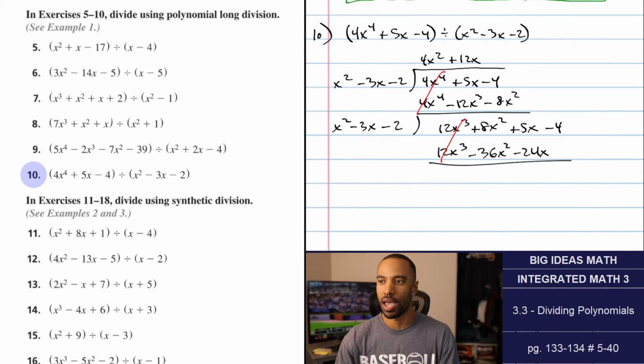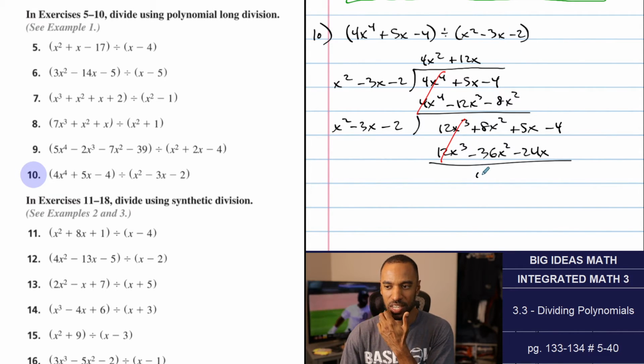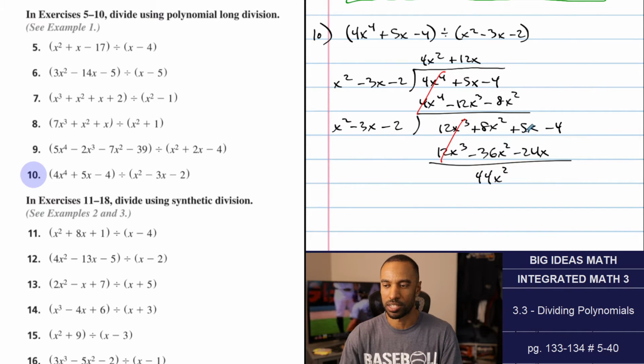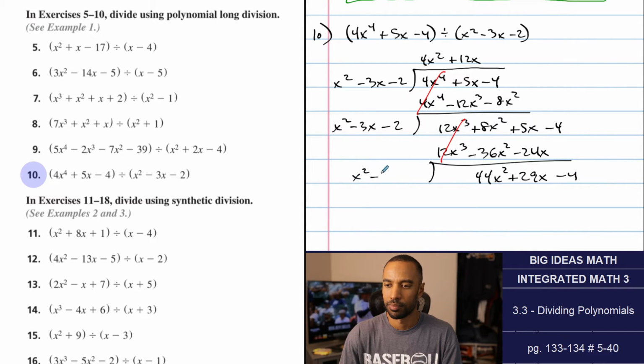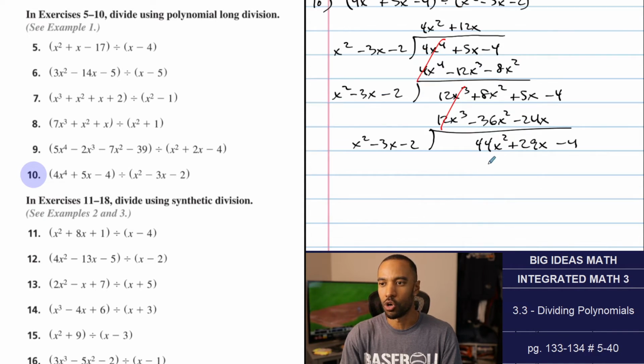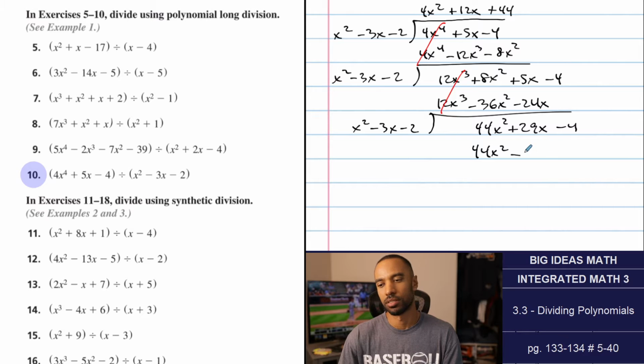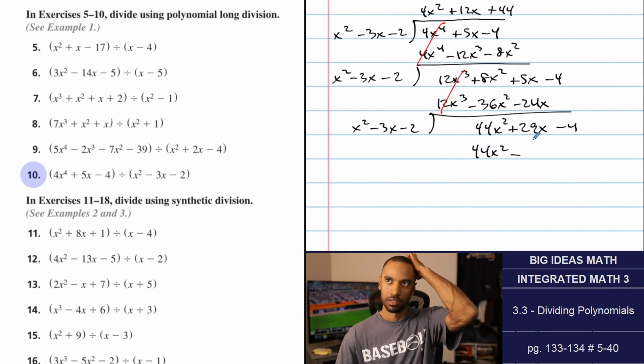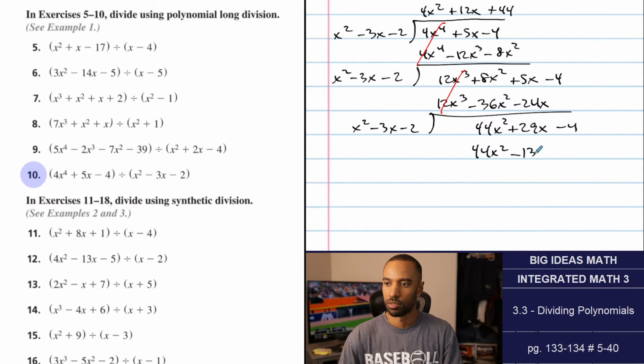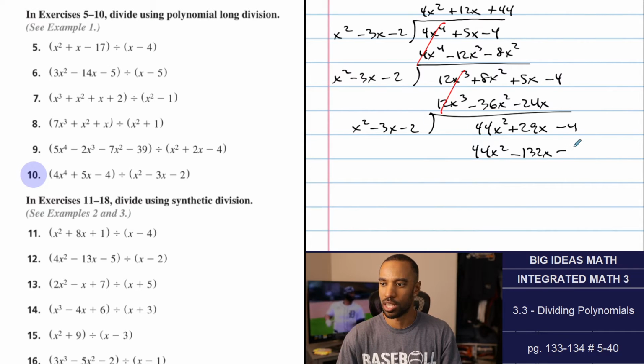All right, so 8x squared plus 36x squared. Why did I say plus? Subtracting the negative. 5x plus 24x, and negative 4 goes there. So even though there were no placeholders to begin with, it seems like now there are things to combine, right? X squared goes into 44x squared 44 times, and you get 44x squared minus 132x, and then minus 88.